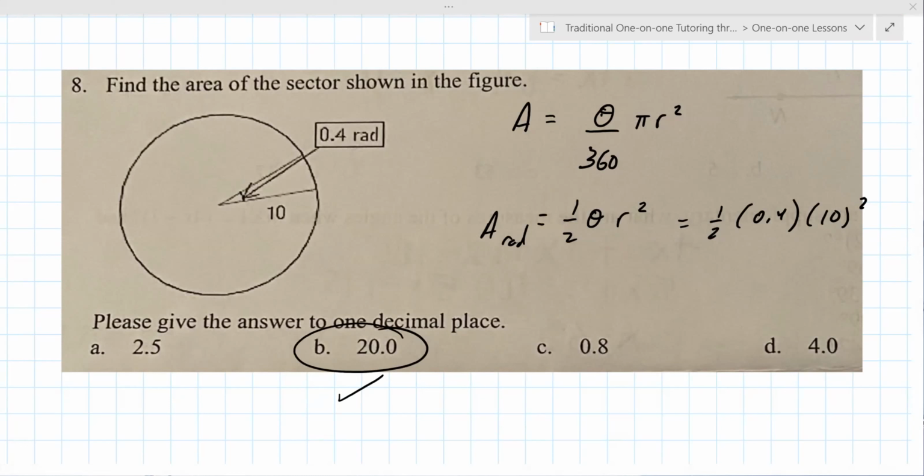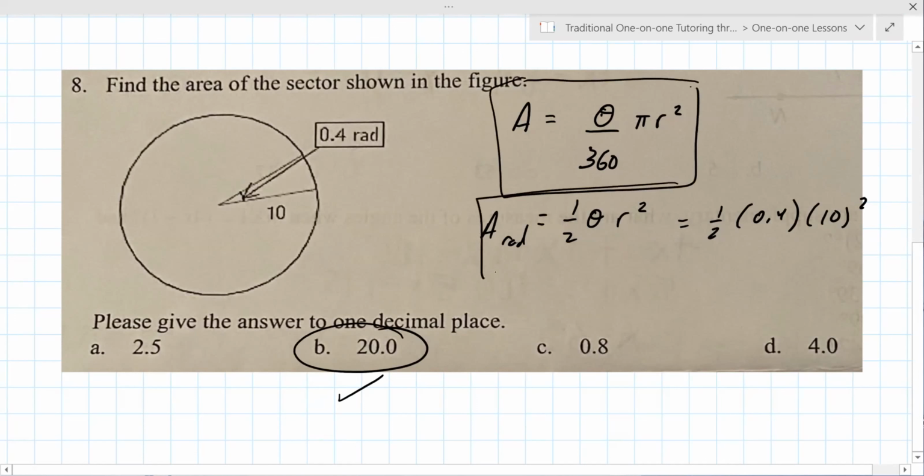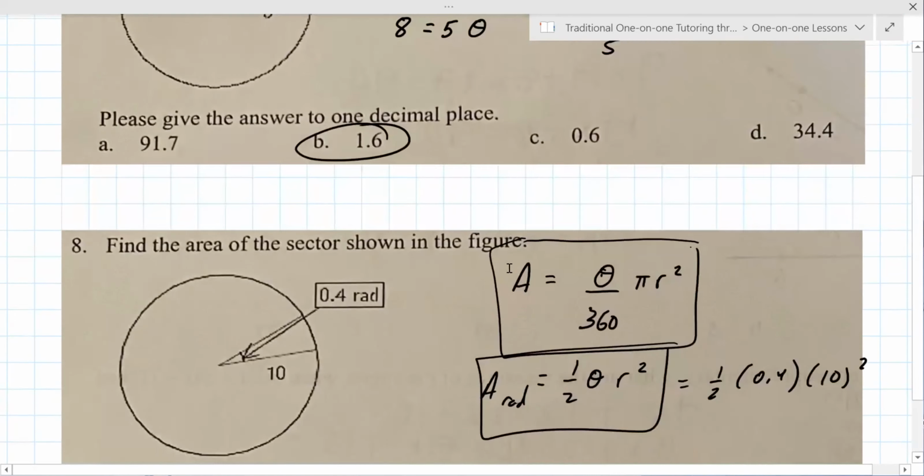Do you get a formula sheet? I think we do. Okay. So some of these are good to put down. Okay. Maybe even the one up here.